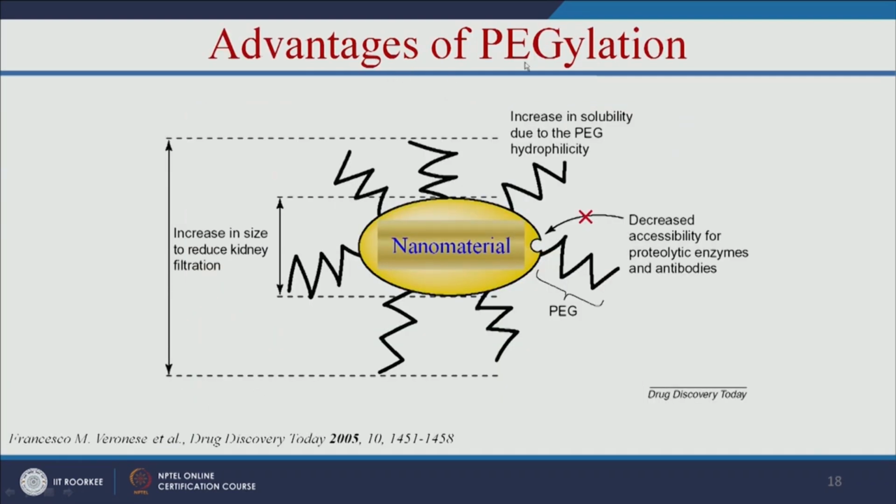So let us see the advantages of pegylation, that means addition of polyethylene glycol group. When you add the polyethylene glycol group to the nanomaterial, it will increase the size to reduce the kidney filtration, and also it will increase the solubility due to the PEG hydrophilicity, and also it will decrease the accessibility of proteolytic enzymes and antibodies. So it is protecting your nanomaterial from the immune system, as well as reducing the filtration by the kidney.